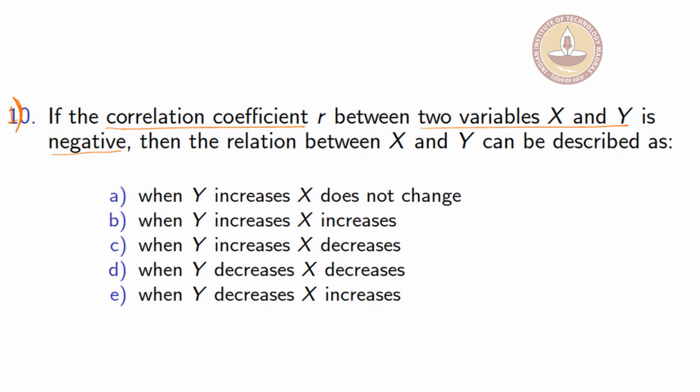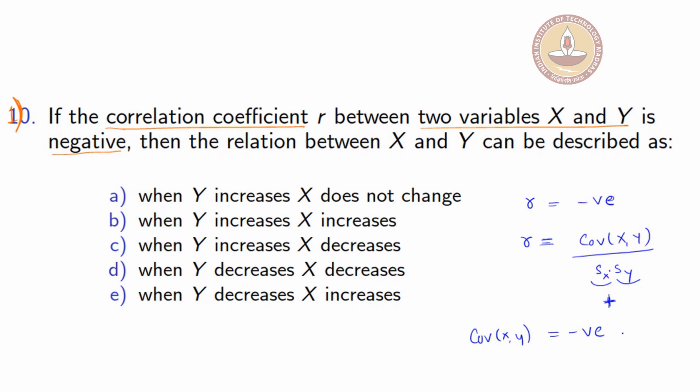Let's see what is given to us. It is given to us that the correlation coefficient, that is r, is negative. So what is the formula for correlation coefficient? That is covariance of xy divided by s of x, s of y. Now as we know that s of x and s of y are always positive, the product of them will always be positive. So correlation coefficient will be negative only if covariance of xy is negative.